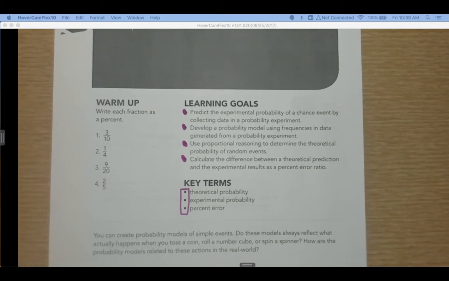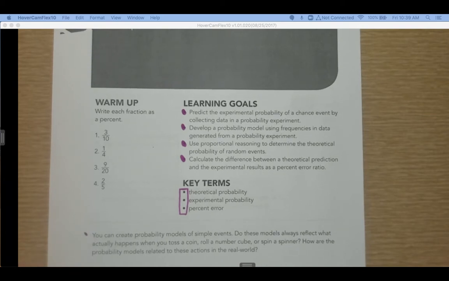You can create probability models of simple events. Do these models always reflect what actually happens when you toss a coin, roll a number cube, or spin a spinner? How are the probability models related to these actions in the real world?